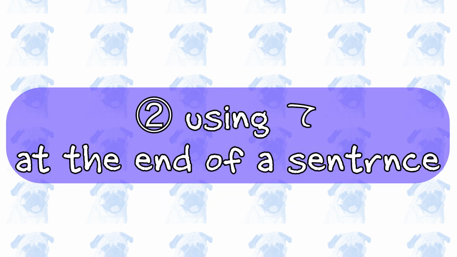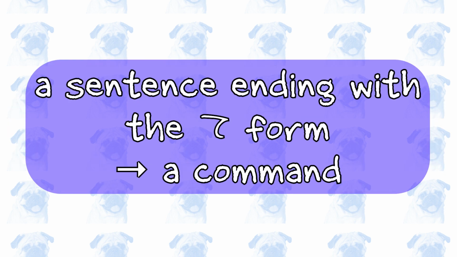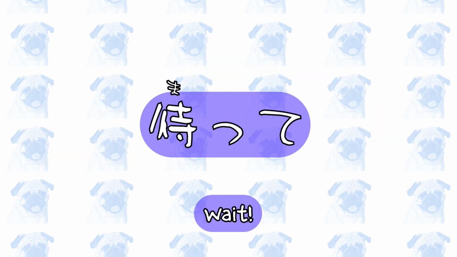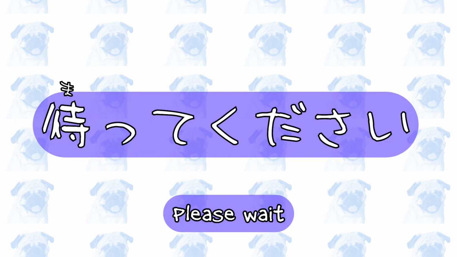Finally, let's see how the te form is used sentence finally. The te form of a verb can be used as a command. For example, 待って indicates the command, wait. To make it more polite, you can add ください at the end, as in 待ってください, please wait.